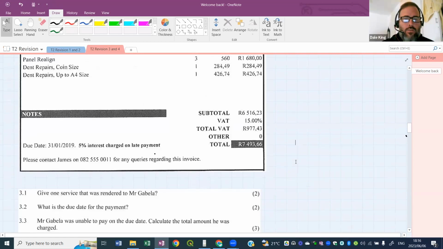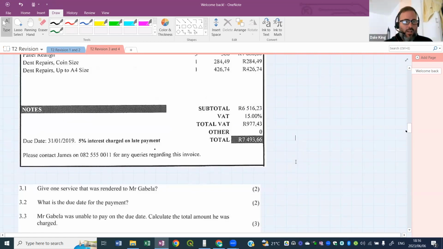Come on now. Where's the meaty stuff? Where's the meat? 3.3. Mr. Khabela was unable to pay on the due date. Calculate the total amount he was charged. Now let's think about this question. He's unable to pay on the due date. Calculate the amount that he was charged. So what they're talking about here must be this line, which says if you don't pay by that due date, 5% interest is charged on a late payment. In other words, if you don't pay by that day, this total here is going to get 5% interest on it. So Mr. Khabela was unable to pay by the due date. Calculate the total amount he was charged.